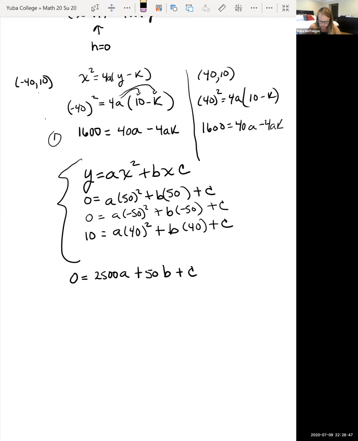Simplifying down this equation, we get 0 is equal to negative 50 times negative 50, that's 2,500A, minus 50B plus C. And the last one we have 10 is equal to 40 squared, 40 times 40. So 4 times 4 is 16 plus 2 zeros, so 1,600A plus 40B plus C.